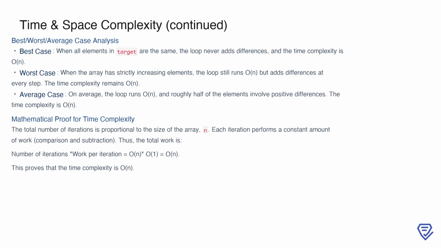To prove that the time complexity is indeed O(n), we note that the total work is the product of the number of iterations, which is proportional to the size of the array, and the constant amount of work done per iteration. This gives us O(n) times O(1), resulting in O(n).